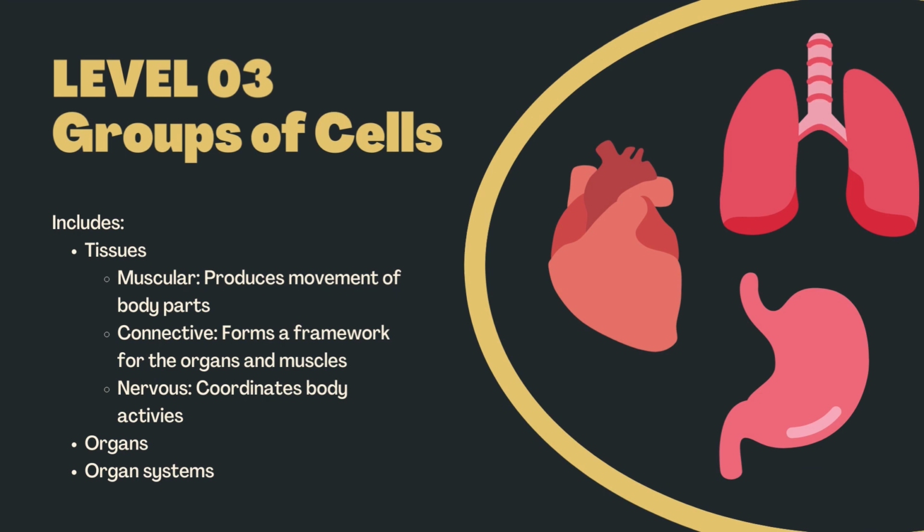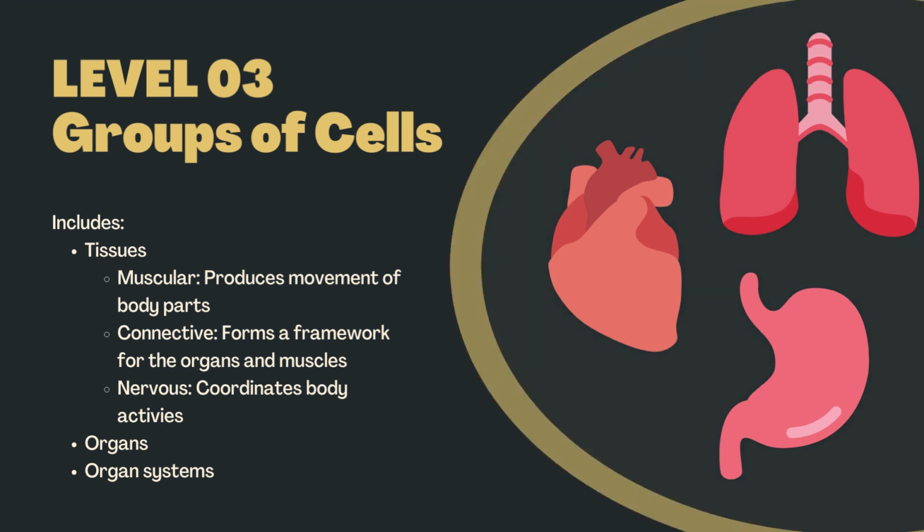Next, we have groups of cells. This includes muscular tissues, which produce movement of the body parts, connective tissues, which form a framework for the organs and muscles, and nervous tissues, which coordinate bodily activities. We also have your organs and organ systems.